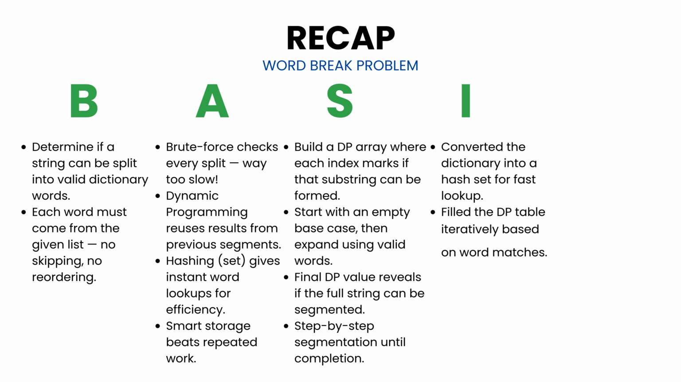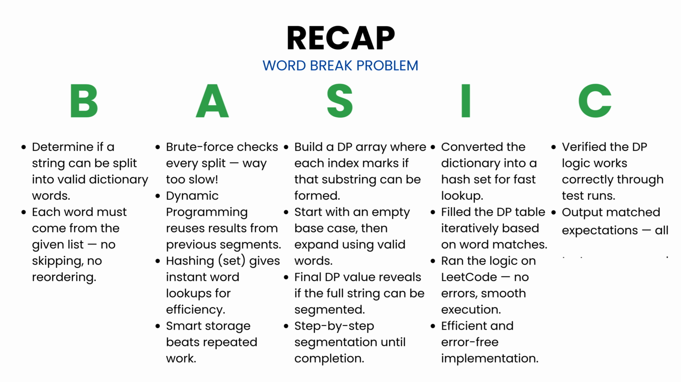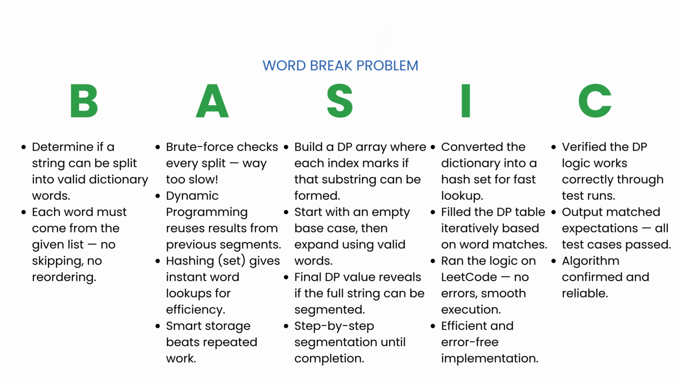We implemented the DP logic with efficient hashing and ran it on LeetCode. The code executed smoothly without any errors, correctly determining whether the string can be segmented. Check recap. We verified the logic by testing with sample inputs and confirmed that the output matched expectations. The algorithm passed all test cases successfully, confirming the DP table and logic worked exactly as intended.